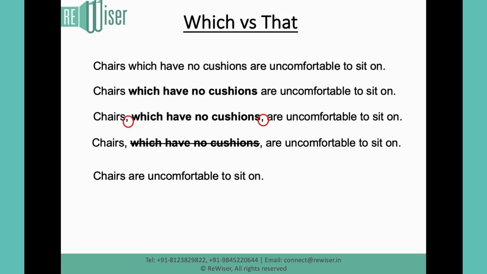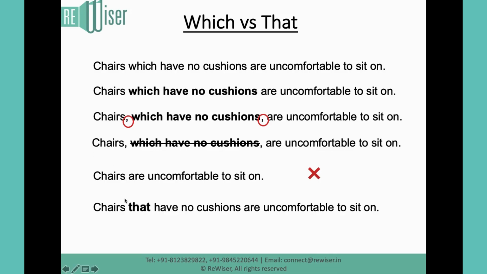The clause which have no cushions is helping me to identify what I am talking about, a particular type of chair. Therefore, this is not the original sentence, it's wrong, and therefore this is not a non-essential clause, it's essential, and because of that I cannot use the word which, I have to use the word that. So this is the distinction between which and that. I have to use that if I'm using an essential clause. So let's make that clear. There will not be any commas, because commas are used to set off non-essential clauses. So no commas.